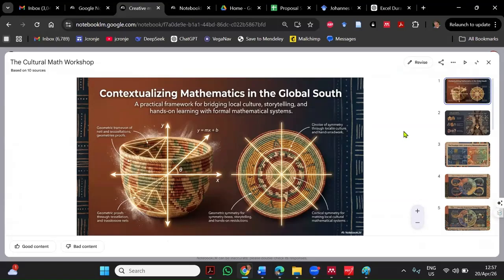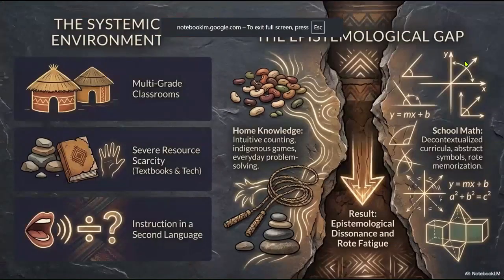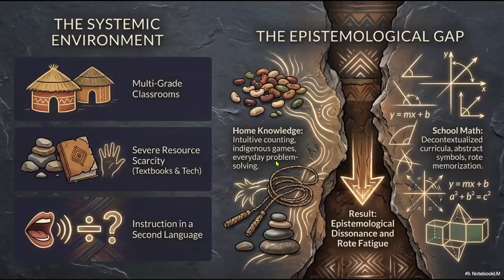And it just has, this is sort of an opening screen, I'm guessing. And let's just play the slideshow. There we go to the next one. Gives the background. Look at this, how nice. Multigrade classroom, severe resource, home knowledge, intuitive counting. And the result is, there is the problem statement and epistemological dissonance and rote fatigue.